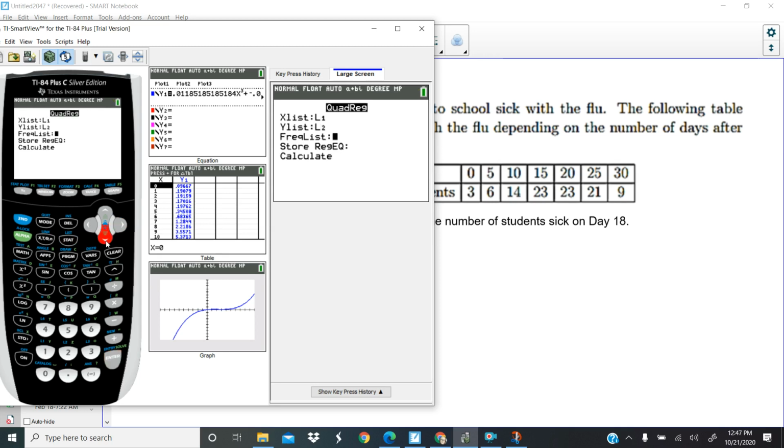I'm still going to store my regression equation in Y1, so I'll go to Vars, over to Y-Vars, and press Enter on Function and Enter on Y1. And then I can calculate it. And so my quadratic regression equation it gives me is going to be negative 0.068x squared plus 2.45x minus 0.476. And then that's it. So let me copy this over so that we can write our regression equation.